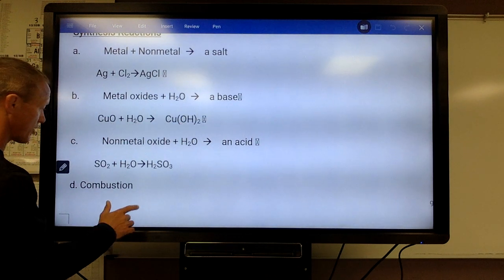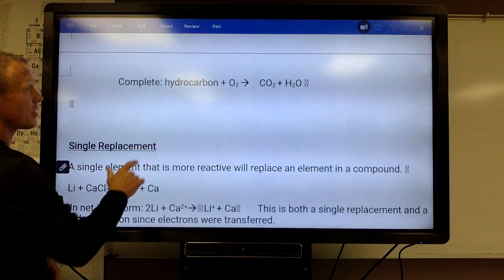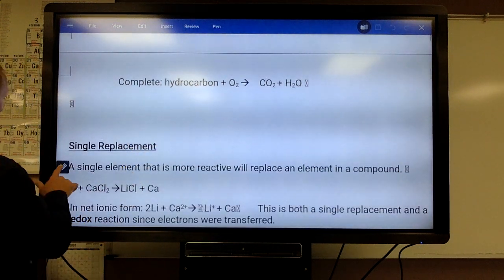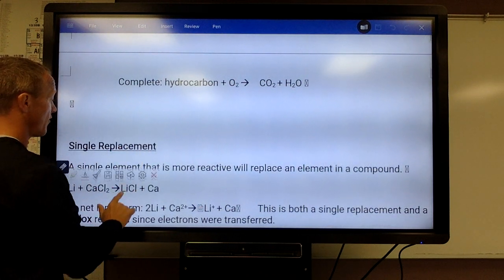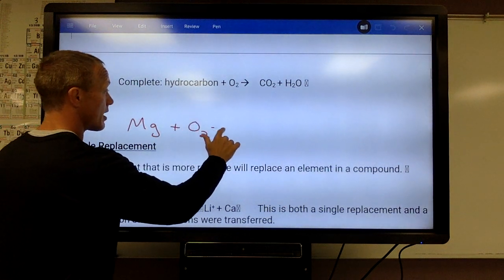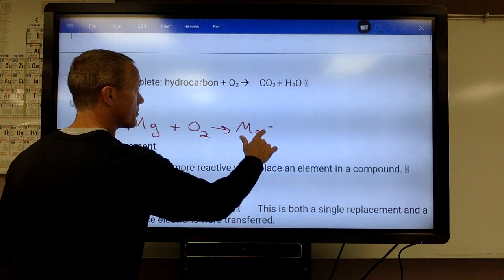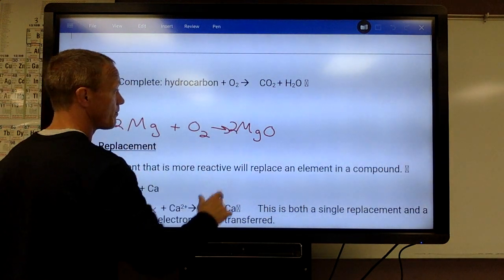And then the last one that you guys, I think, know pretty well: combustion reactions. So hydrocarbon combustion. Not everything's hydrocarbon combustion. We could say we have the combustion of magnesium. So the combustion of magnesium would be magnesium plus oxygen makes magnesium oxide. You need a 2 and a 2 there.